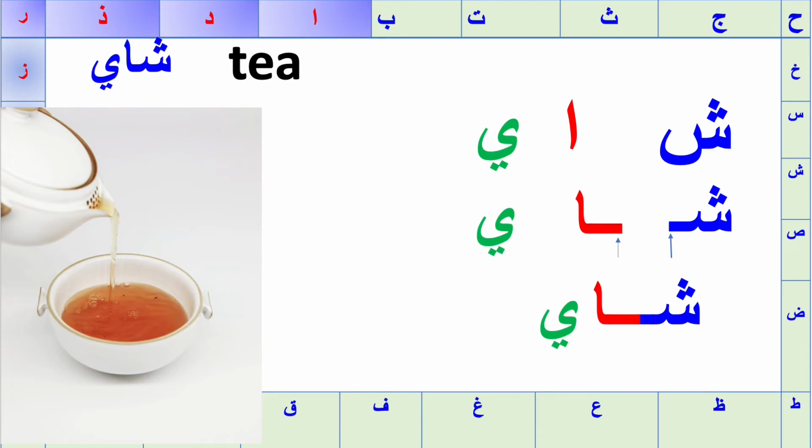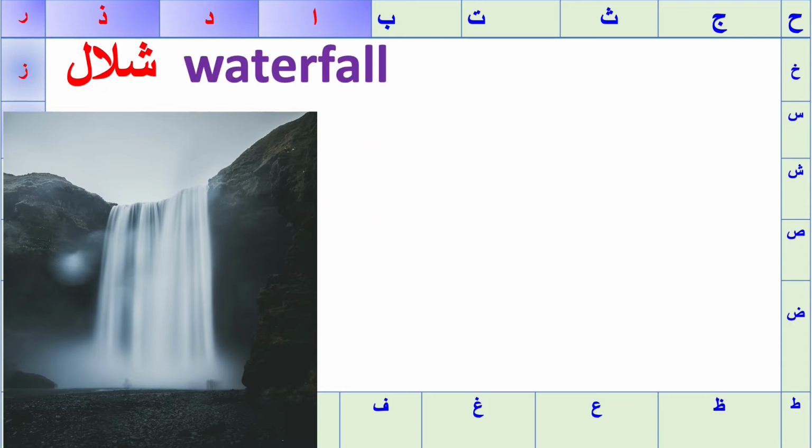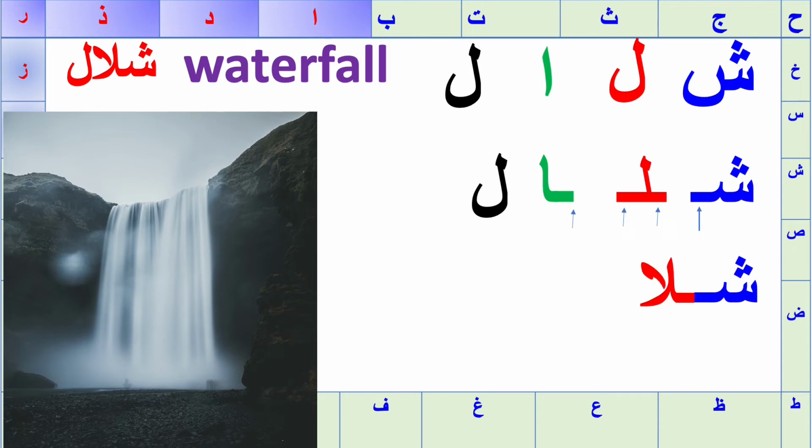Let's have another example for this letter at the beginning: the word shallal, which means waterfall in English. The component letters are sheen, lam, alif, lam. Let's look how these letters will join together to form the word shallal. The sheen will extend to the left to connect with the lam. The lam can connect at both sides. The alif can only connect to the right hand side. And finally the last lam will be separated from the alif, because the alif can only connect to the right hand side, not to the left hand side. So the final written form for this word will be like this: shallal.